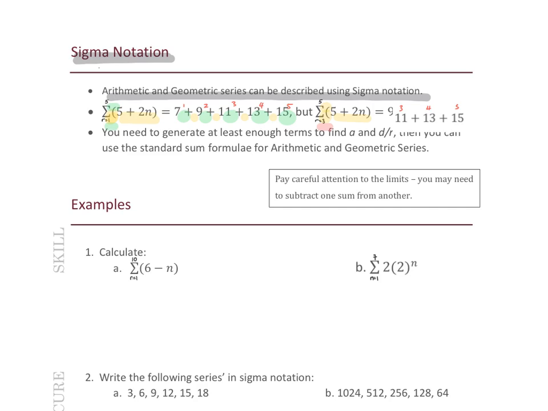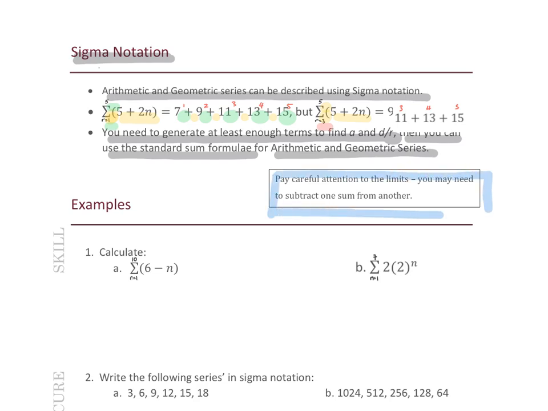Now, what it says here, this is what you need to do. You need to generate at least enough terms to find a and d or r. Then you can use the standard sum formulae for arithmetic and geometric series. And then the little blue box just says here, pay careful attention to the limits. You may need to subtract one sum from another.